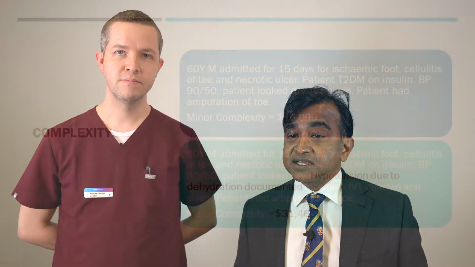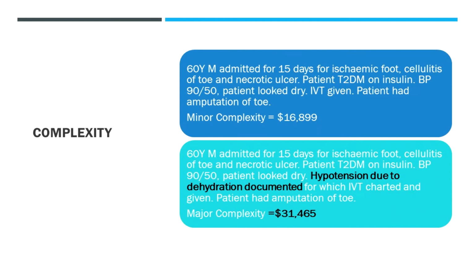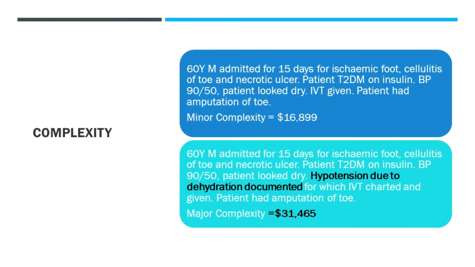But you notice that in the description in the top end, we talked about an ischemic foot, cellulitis, toe, necrotic ulcer, and then we had a description of a blood pressure reading, 90 on 50, and the patient looked dry. Now, the coders are going to look at that, and it does not have the low blood pressure being defined as hypotension, and importantly, that the hypotension was due to the fact that the patient was dehydrated. That absolutely changes their complexity. And look at the quantum that is, that we've changed the minor complexity to major complexity.